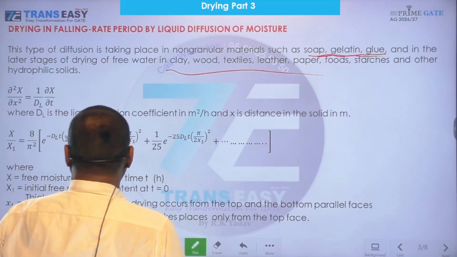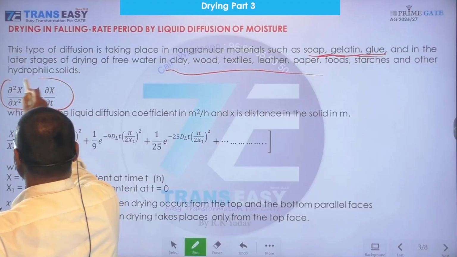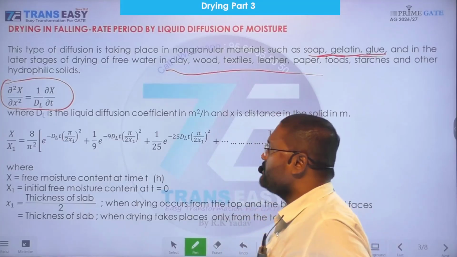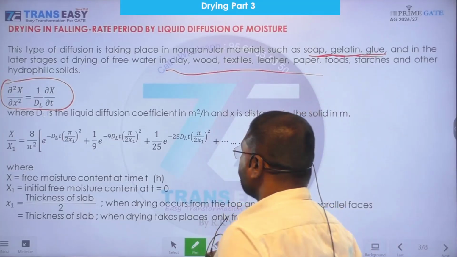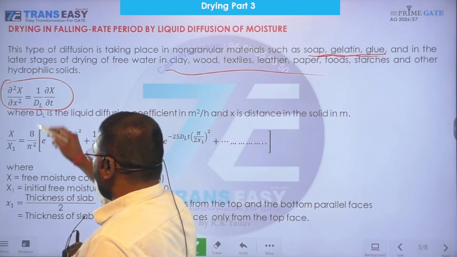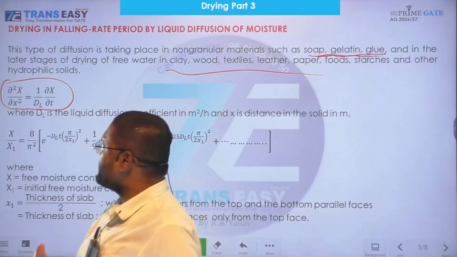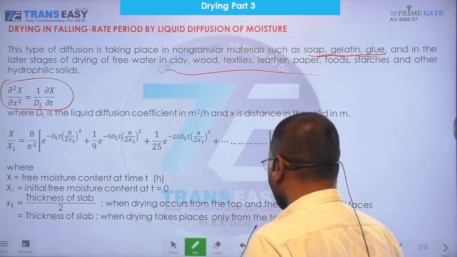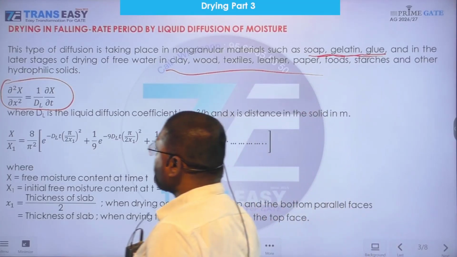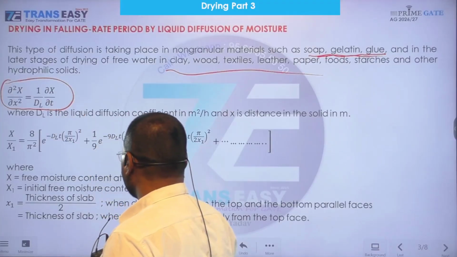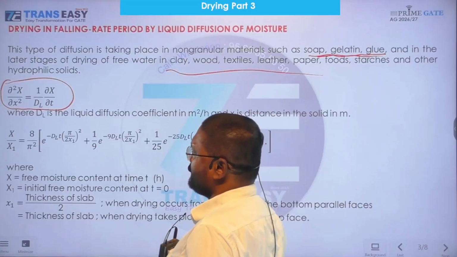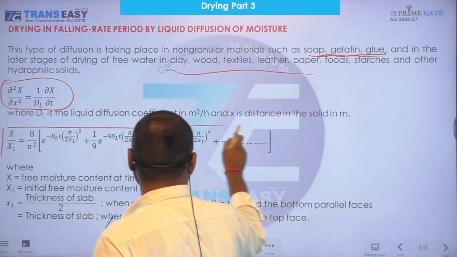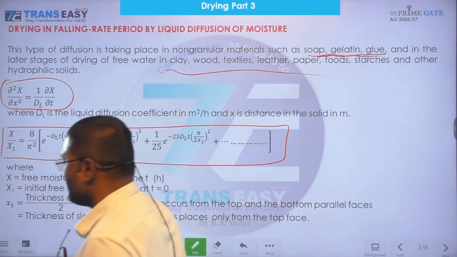Right? So this is the differential equation for the liquid diffusion through non-porous material like soap, gelatin, glue. Here X is free moisture content. A small x is the distance in the solid. DL is the liquid diffusion coefficient in meter square per hour, and t is time. Its solution is this. This is an infinite series. It has infinite terms.